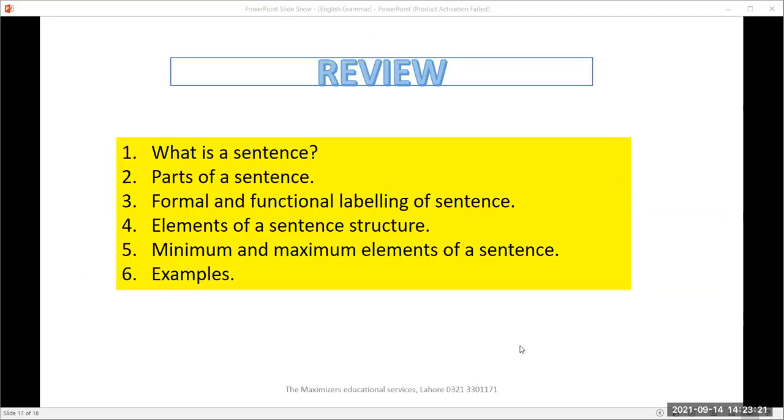So in today's class we have seen what a sentence is, what the parts of a sentence are, how to analyze a sentence by giving it formal and functional labeling, and what the elements of a sentence structure are. The structure of a very simple sentence is subject and verb, whereas it can go up to a maximum of five elements, SVOCA, and we have seen the minimum and maximum elements of a sentence along with examples.